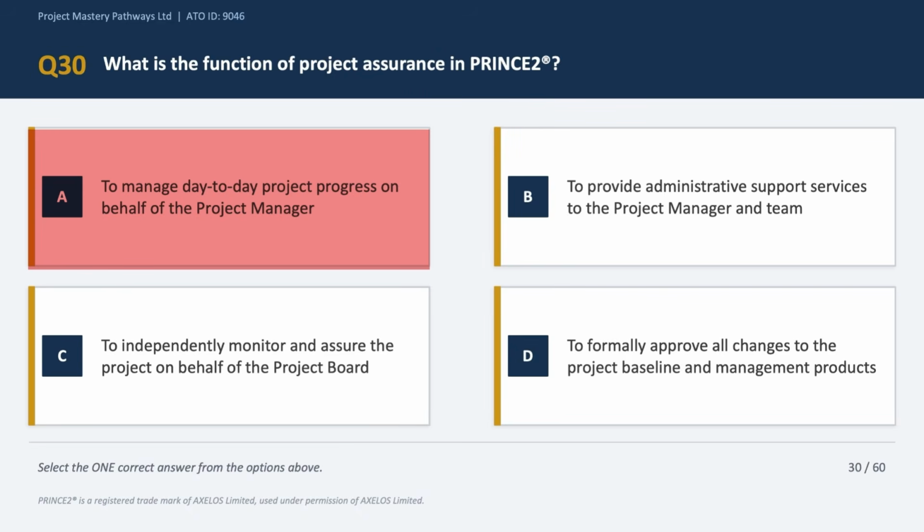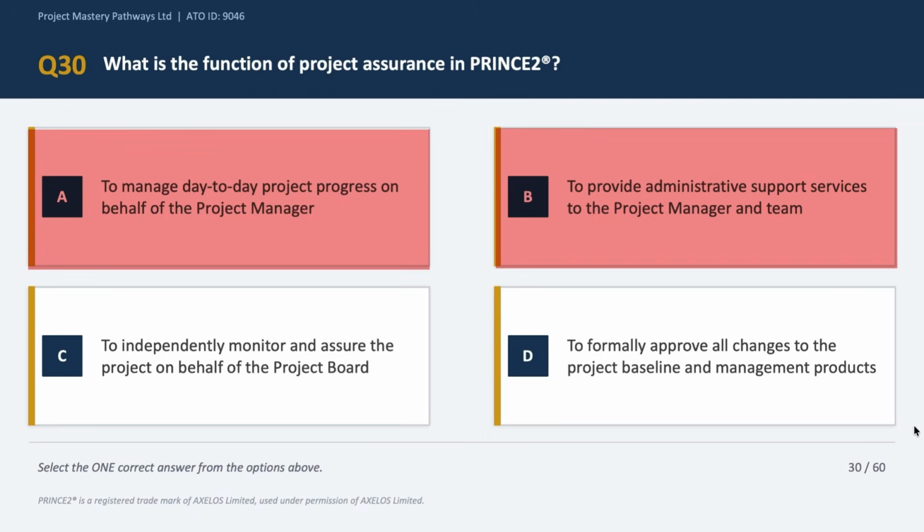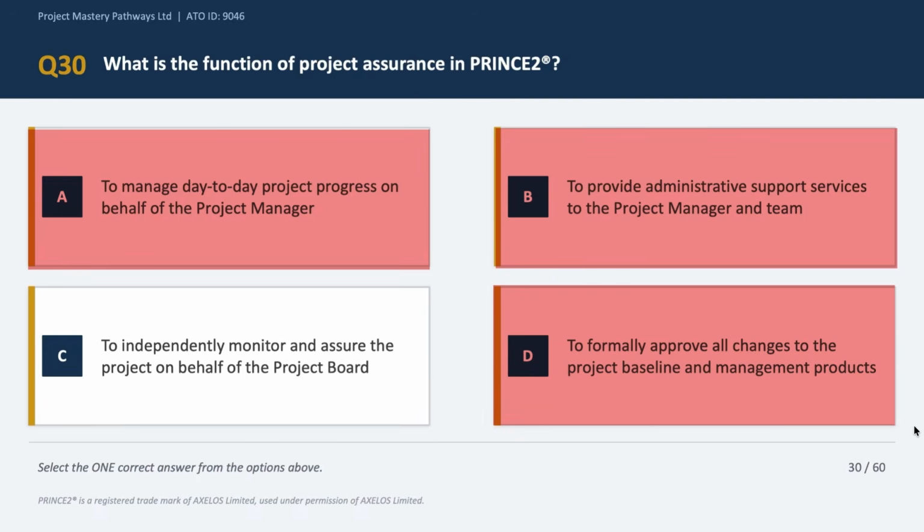Option B says to provide administrative support, and that is the role of a project support, not project assurance. Again, an incorrect answer choice. Option D says to formally approve changes to the project baseline. Now, this is a project board responsibility, because project assurance does not have approval authority. Okay, it has a review or a consultation authority, not approval authority. Okay, very, very important. So we can eliminate option D.